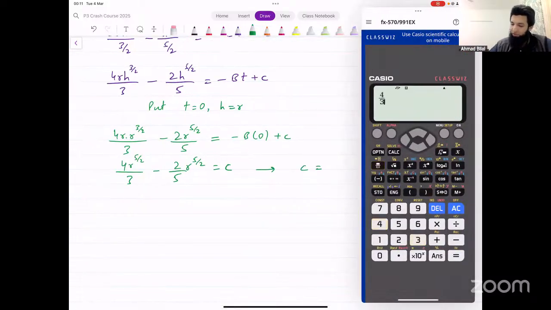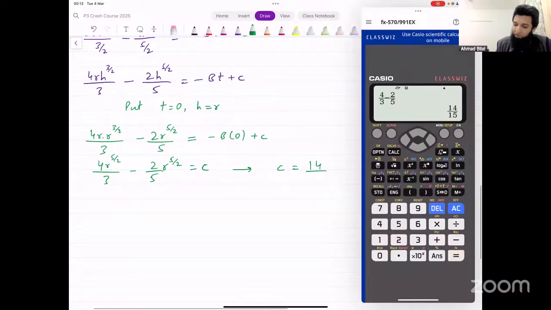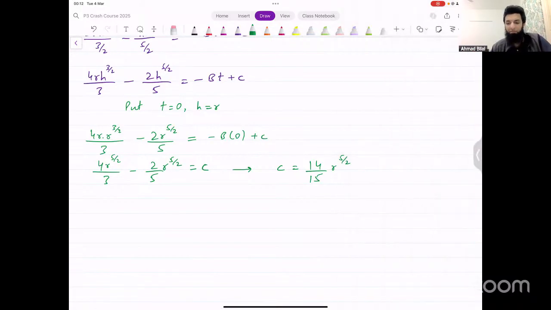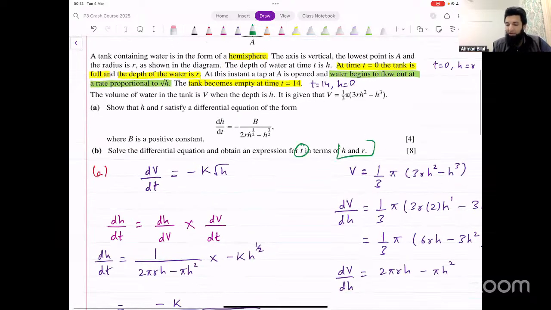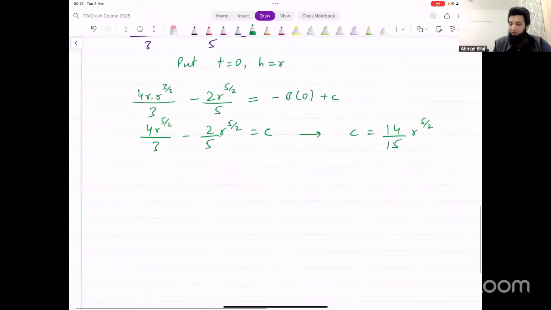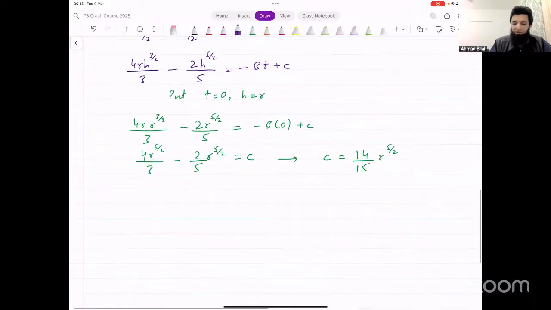4 over 3 minus 2 over 5. Just put that on a calculator. And that gives us 14 over 15. So c is 14 over 15 r raised to the power 5 over 2. So we found the value of c. Remember, in our final result, we want t in terms of h and r. So h and r are going to remain there. And that's okay. So c is in terms of r here. That's 14 over 15 r raised to the power 5 over 2.